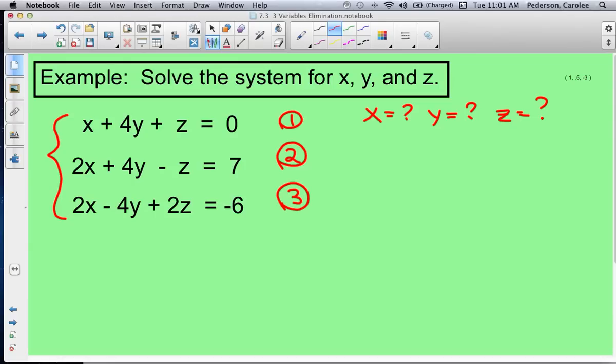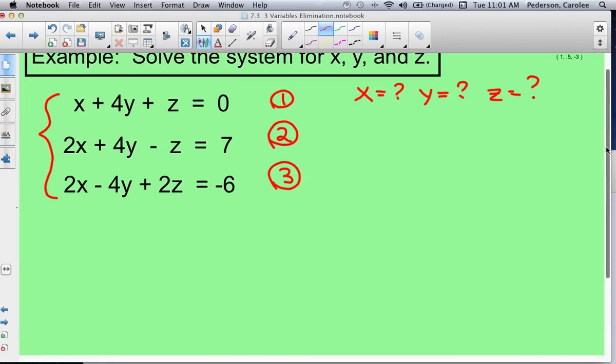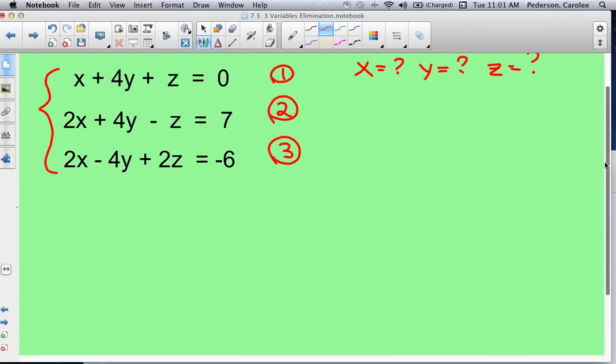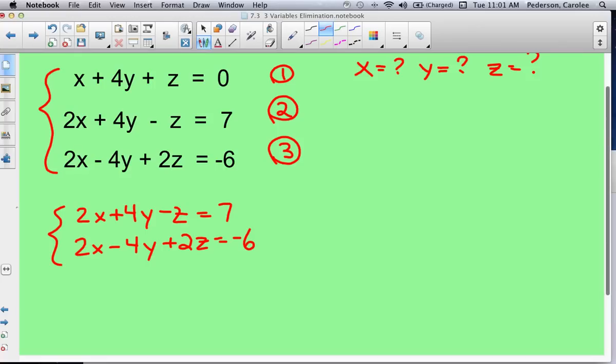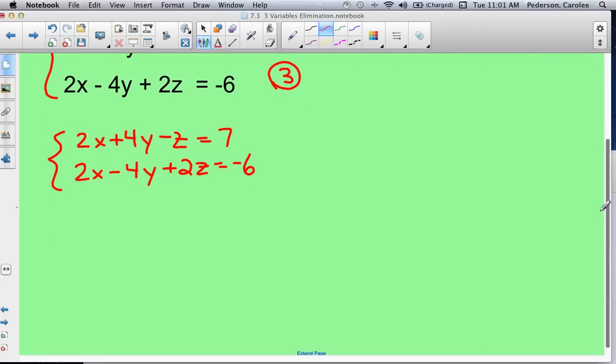So I'm going to start off with two equations. I'm going to start off with equation 2 and equation 3, and rewrite them. So I have 2x plus 4y minus z equals 7, and then 2x minus 4y plus 2z equals negative 6. I'm going to try and eliminate one of those variables.